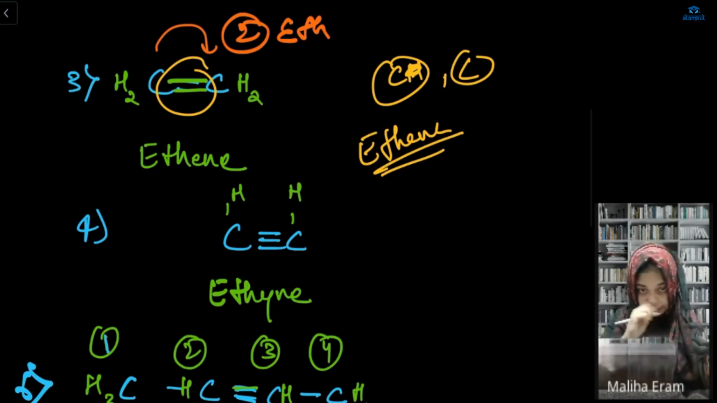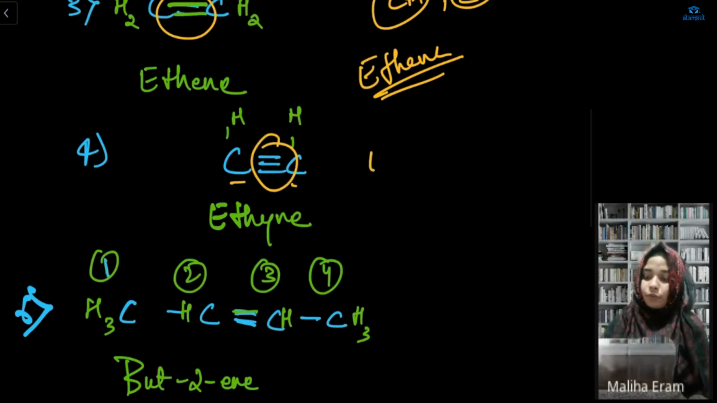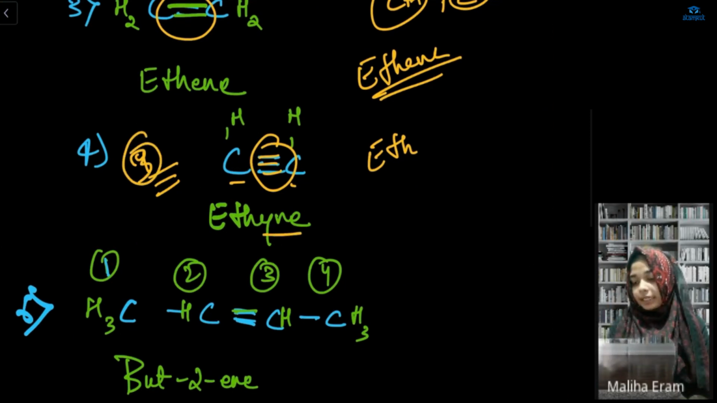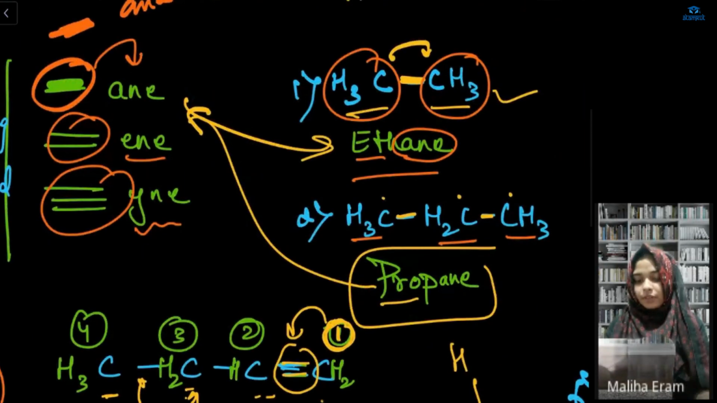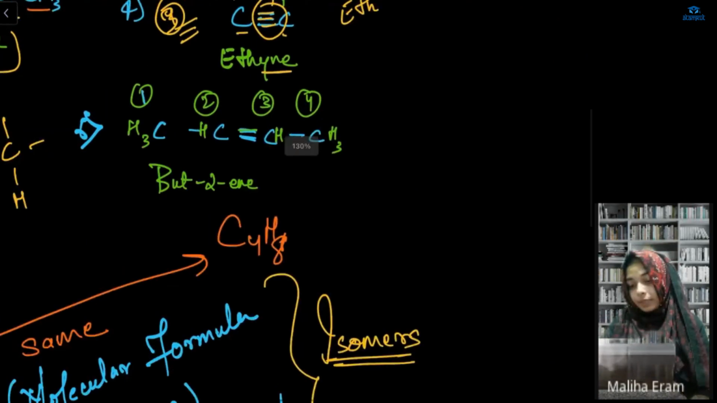Now here, 2 carbons and your triple bond. So 2 carbons, we already know, it is eth. But here, how many bonds? Here your bonding is 3 bonds है, तो इसके लिए क्या करेंगे? yne लगा देंगे, which is your ethyne. ठीक है, यहाँ पे डिस्कस हुआ था कि for 3 it's yne, for 2 ene, and for 1 ane.